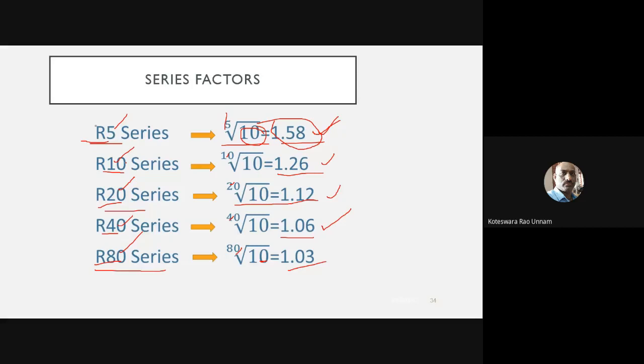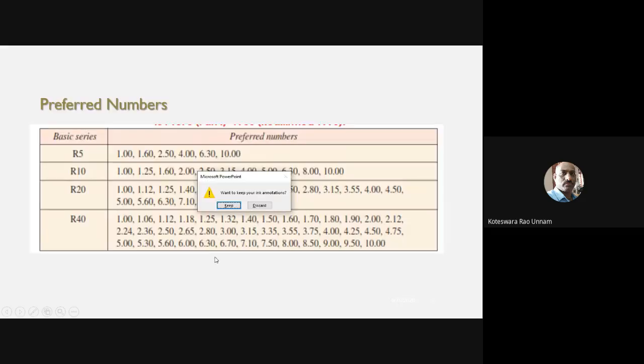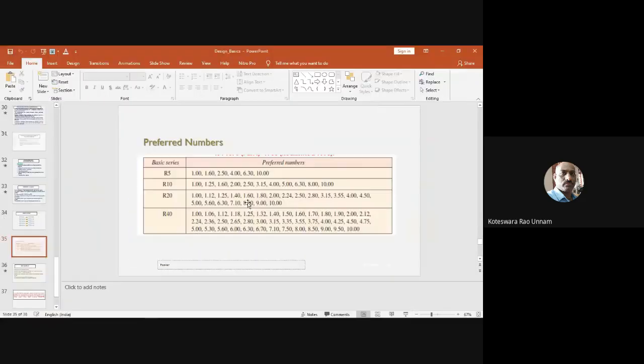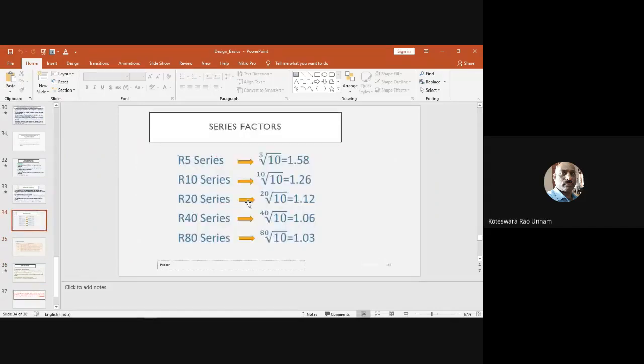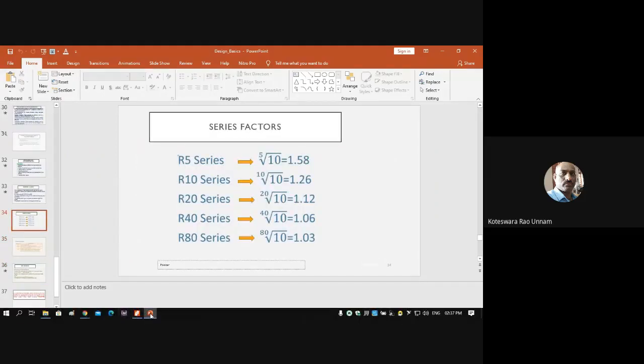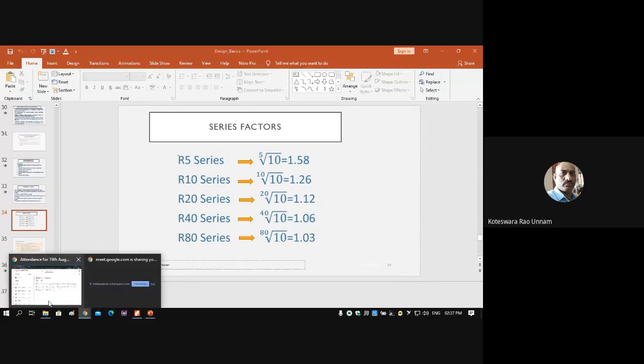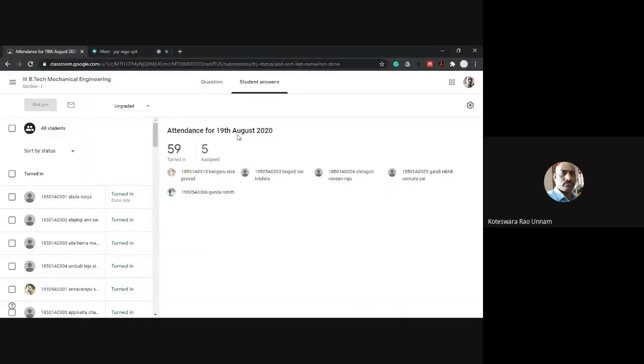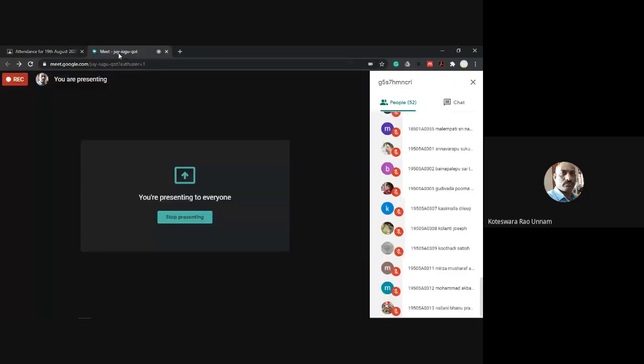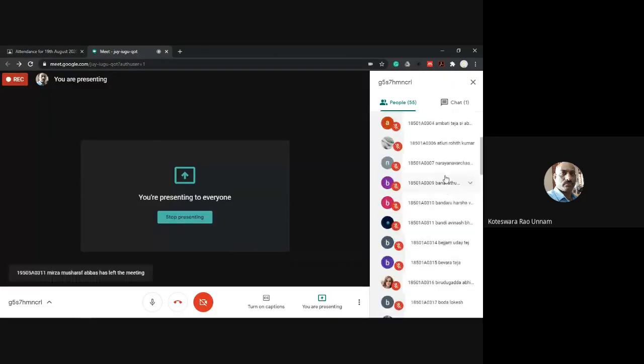That is, suppose if I want to construct R5 series, what I have to do is, first number I will take. So what is the first number we need to consider for any series, or what is the starting number for any series? Okay, so can I take 0 as my starting number for any series? Anybody respond?